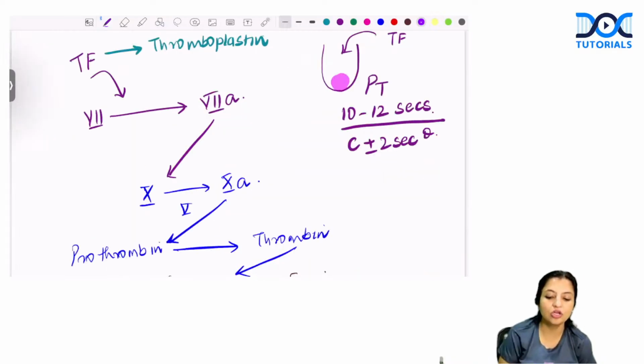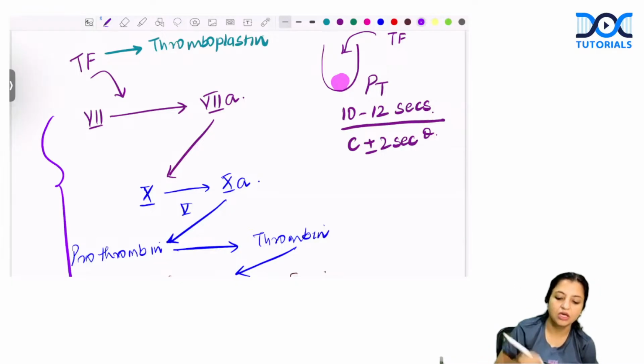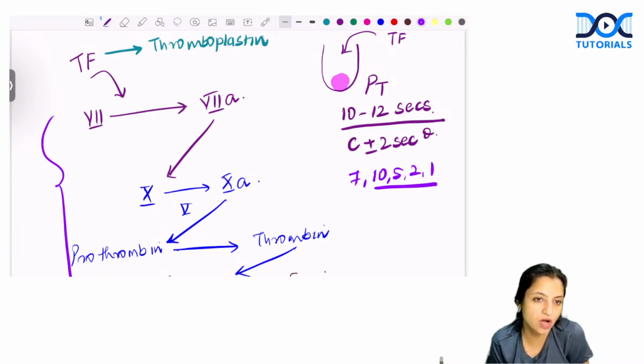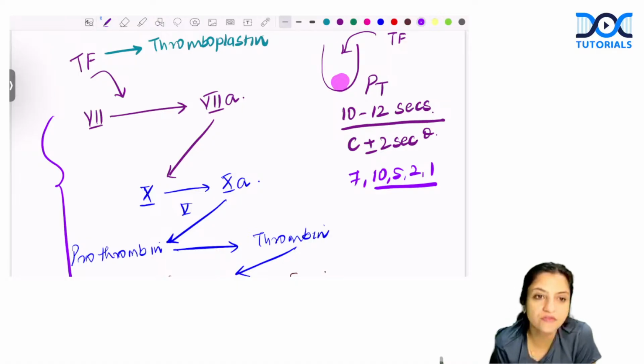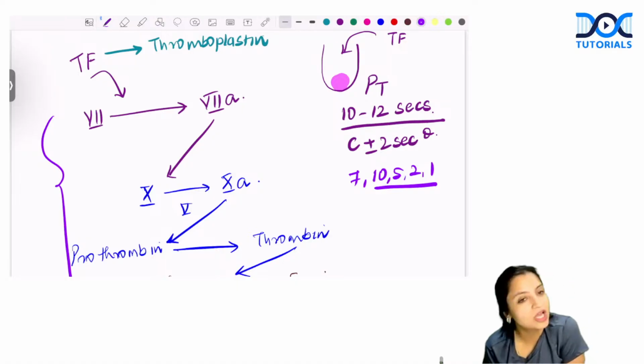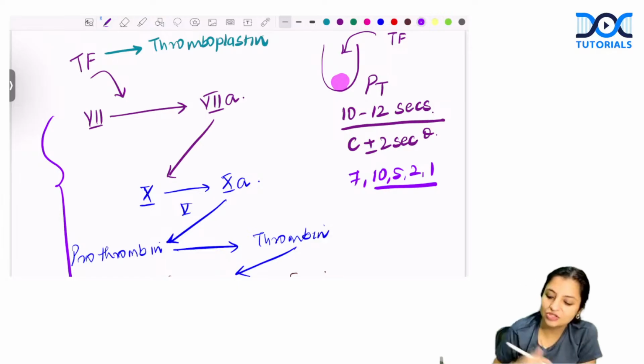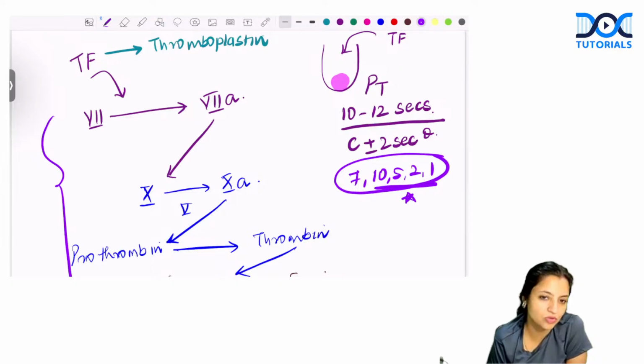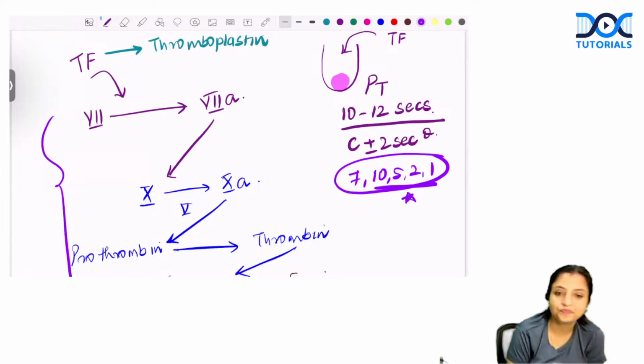Now, when will your PT get prolonged? PT will get prolonged whenever you have deficiency of factor 7 and the common factors 10, 5, 2, 1. Common factors follow the law of half. What is half of 10? 5. Half of 5? 2. And half of 2? 1. So 10, 5, 2, 1 is your common pathway, along with the extrinsic factor 7, and these are predominantly affected when your PT is prolonged.